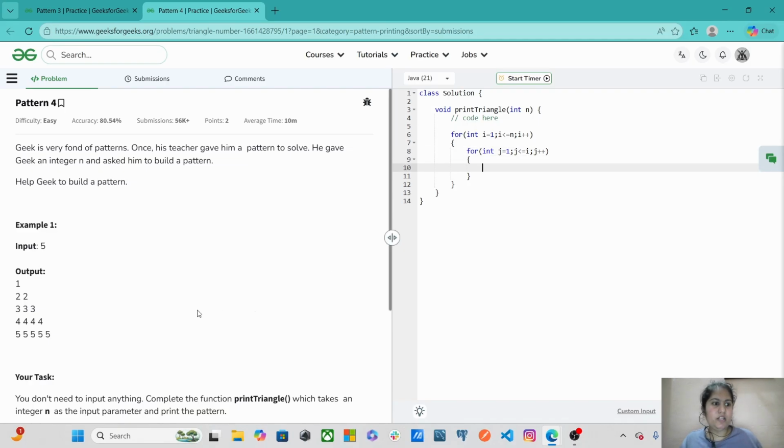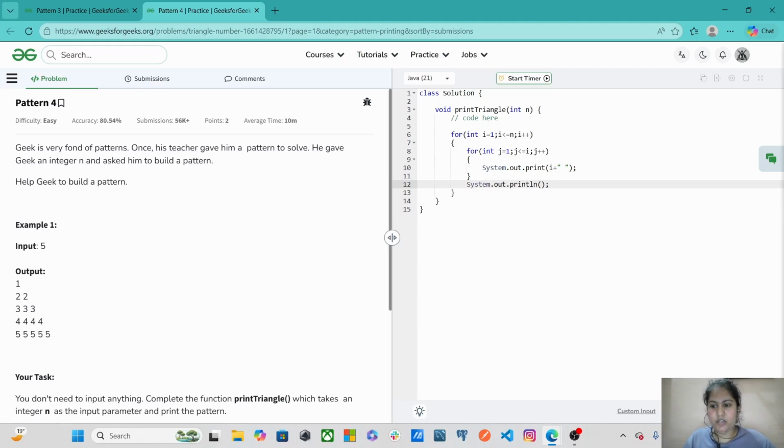Then what are we printing, guys? First row, one column. Second row, two columns. We are printing the row numbers. So that's why System.out.print, instead of j, instead of column, now we are printing the row, so i plus space, and then we have to change our row. So System.out.println, we are moving to the next row. Correct, guys?